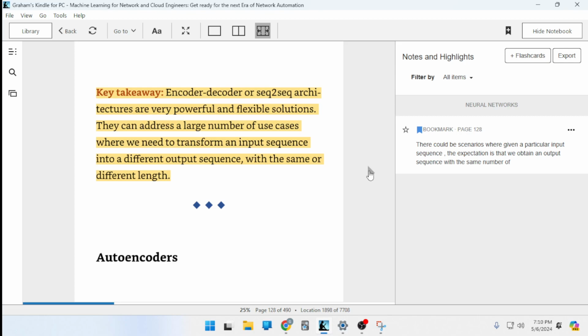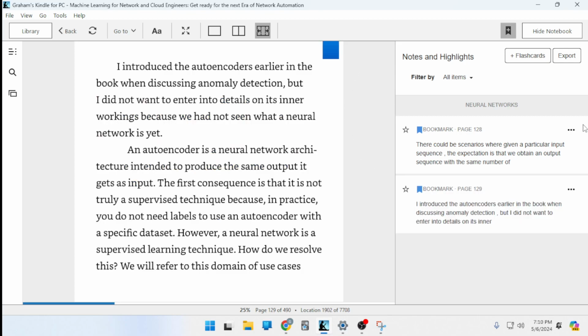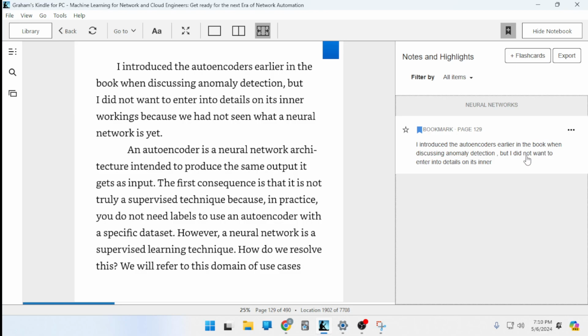All right, so next session is autoencoders. This is where I have something else, so I need to stop this video.